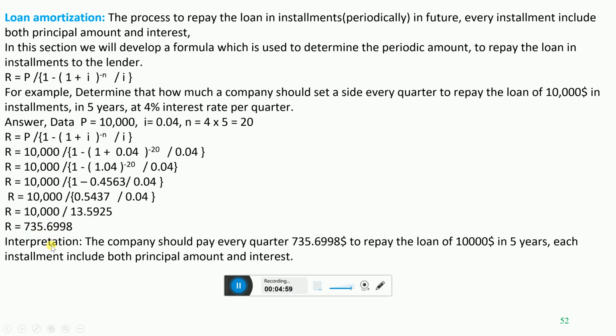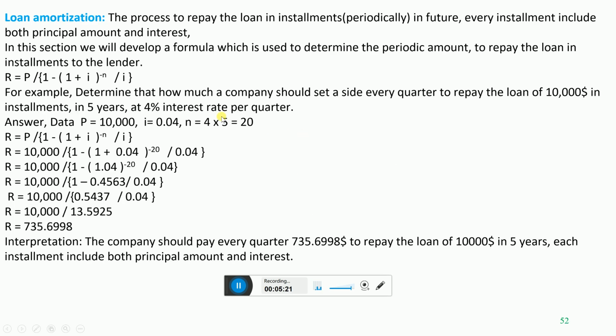$735.6998. Interpretation: what does this 735 mean? The company should pay $735.699 every quarter to repay the loan of $10,000 in 5 years. Each installment includes both the principal amount plus interest earned.